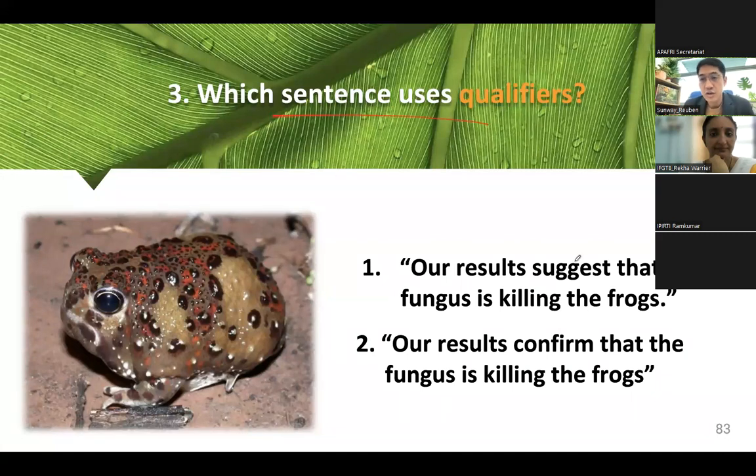Again, a test for you: which of these sentences are using qualifiers? Number one or number two? Great. Yep, number one. Most of you say number one. Yes, this is a qualifier. Our results suggest that the fungus is killing the frog. You cannot say that our results confirm that the fungus is killing the frog. This is something you should avoid when it comes to writing. Try to use qualifiers.